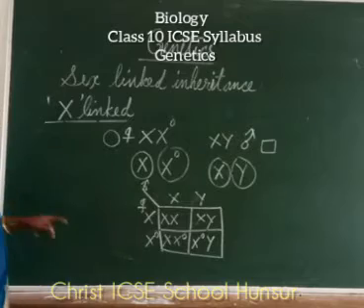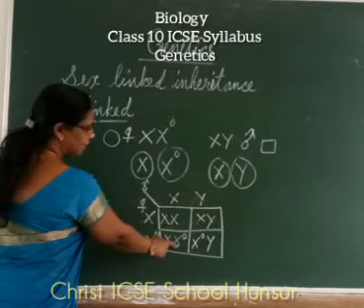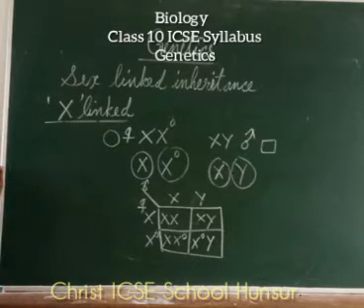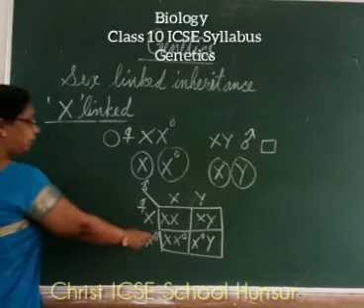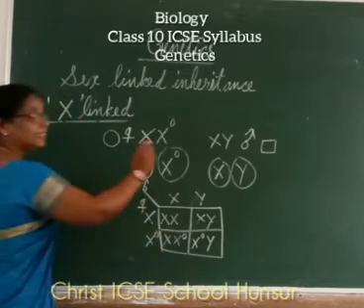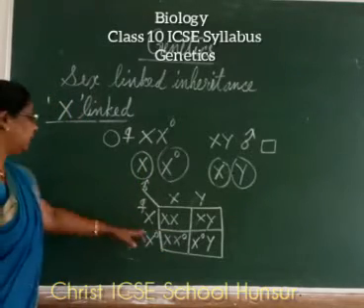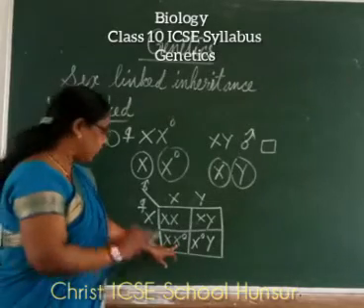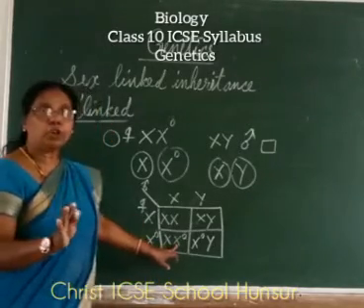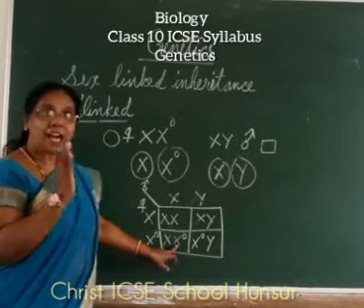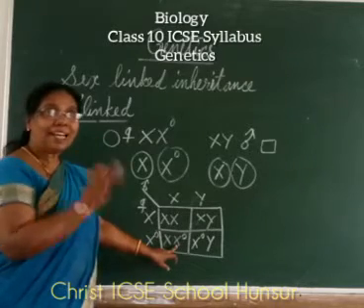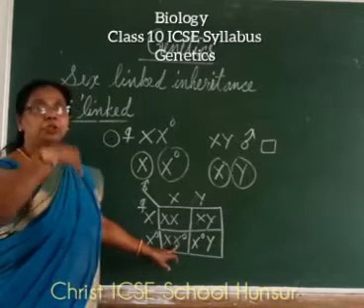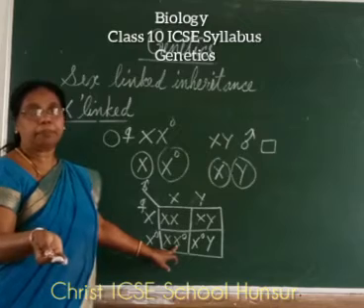Coming to the third one, you can see X0. What is the sex of this child? Yes, it is female. And she is a carrier. That means externally she is not showing, but she has the capacity to transmit this color blindness from her generation to the next generation.